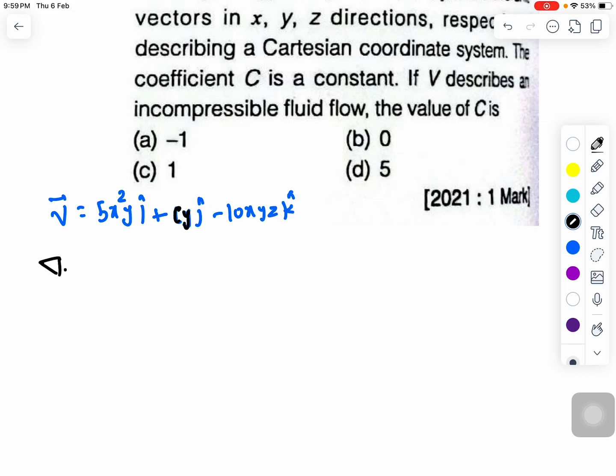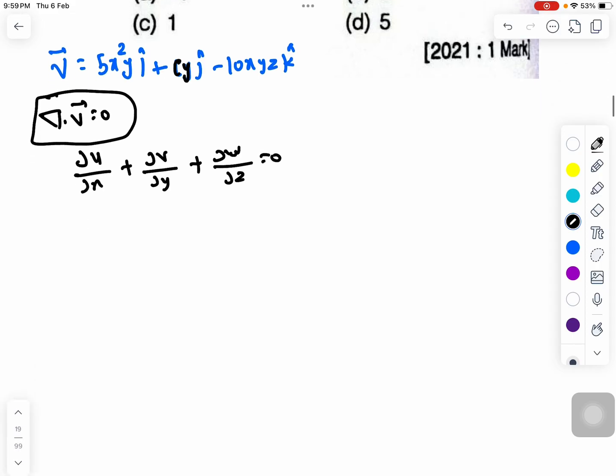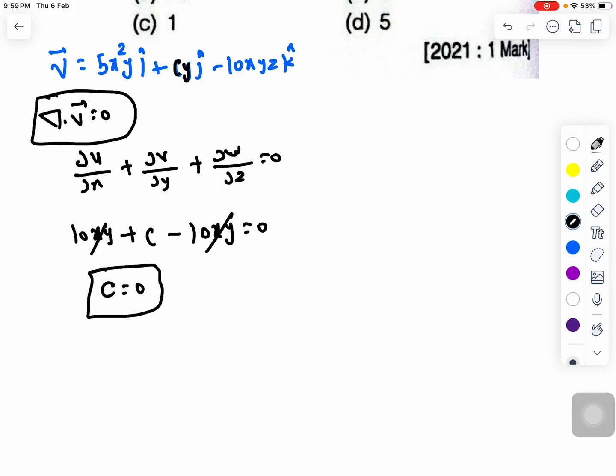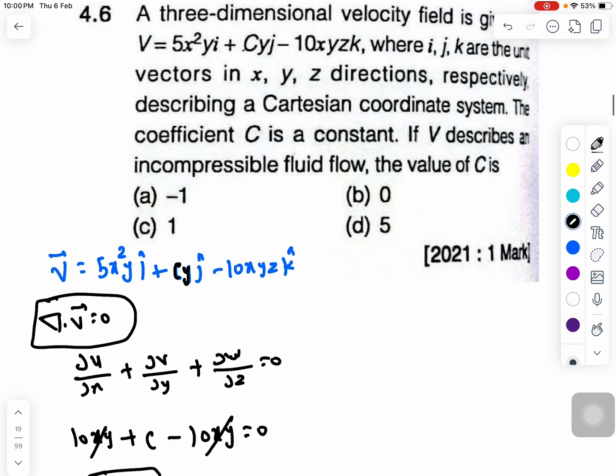You have to understand that del dot v vector will be equal to 0 to satisfy the continuity equation. So I can write del u by del x plus del v by del y plus del w by del z should be equal to 0, and u is 5x square y. So del u by del x is 10xy, plus del v by del y is c, and minus del w by del z is minus 10xy, that is equal to 0. Is that clear? So if you see here, it will get cancelled out. So finally you will get the value of c as 0. If c is 0, then the y component of the velocity is 0. So this flow is happening in only two directions, the i and k directions, right? So the value of c is 0. Is that clear? Okay, so this ends the discussion of the fluid kinematics questions.